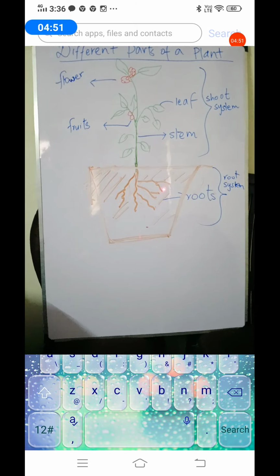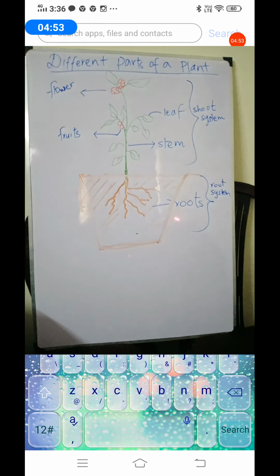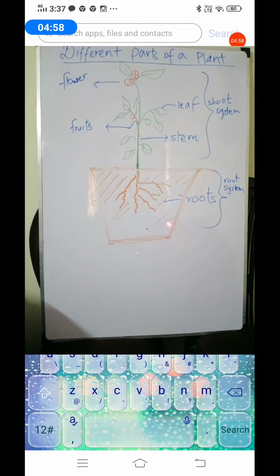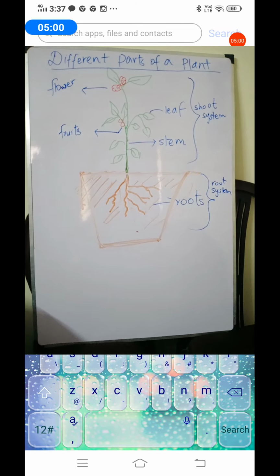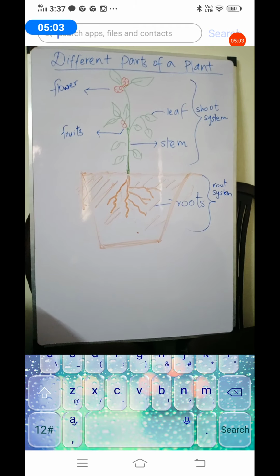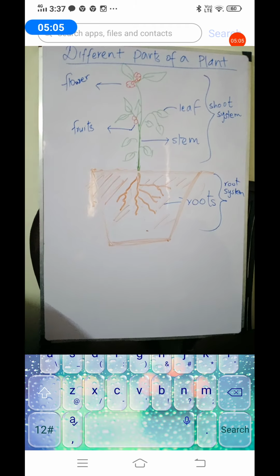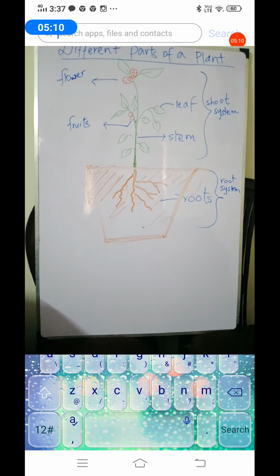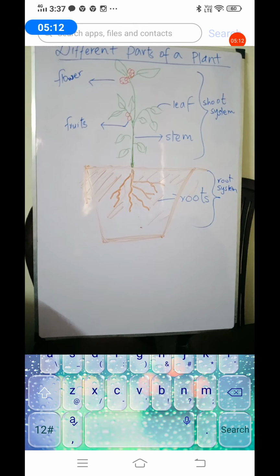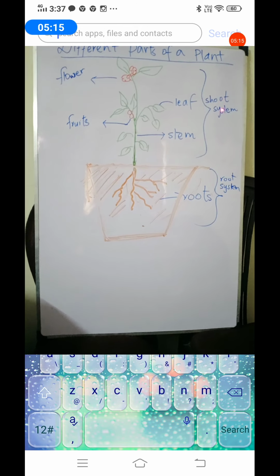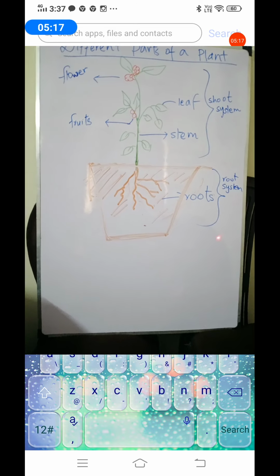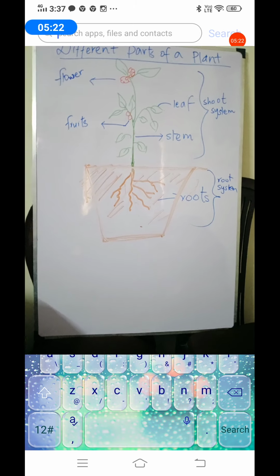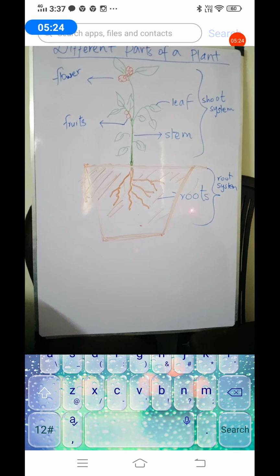As I was explaining, now we'll do a quick revision of this and then I'm going to look into each and every part separately in detail. So a quick revision. Question number 1. A plant is divided into which two systems? Yes, you are right. Root system and shoot system. What does the root system comprise of? Yes, it comprises of the roots.